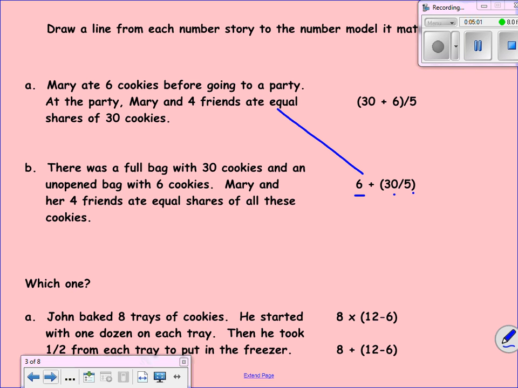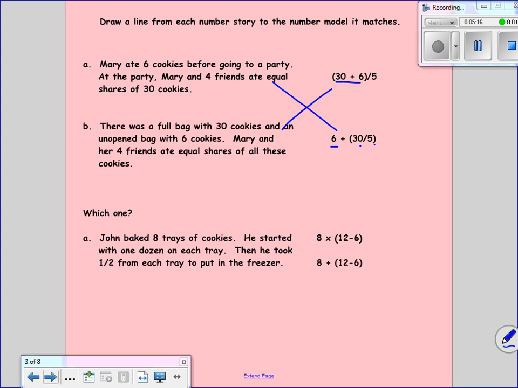Mary and her 4 friends ate equal shares. So after you add all 36 cookies together, you're going to divide by 5, which would be this one right here. Do you see how we just make sense of the problem before you draw on these lines to connect them? Let's take a look down here.